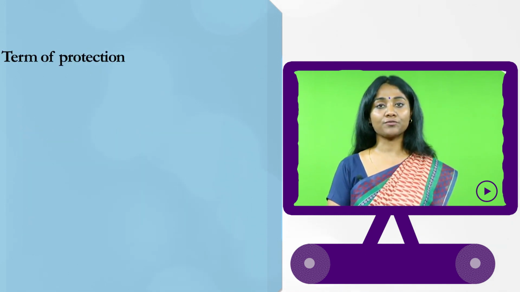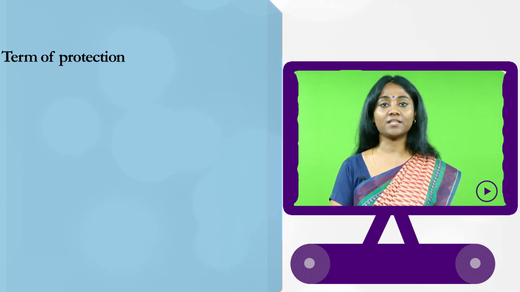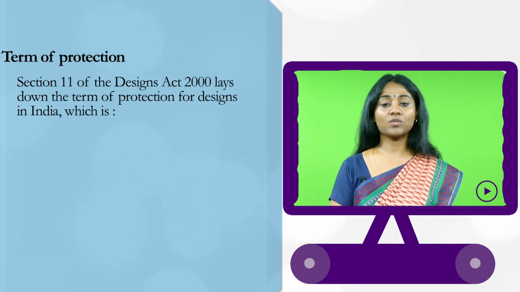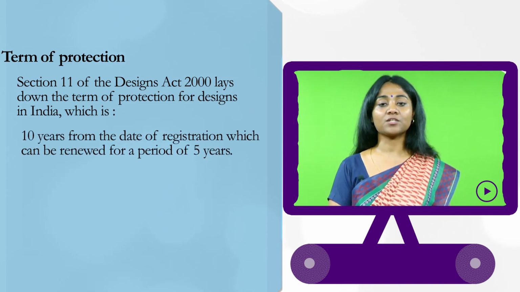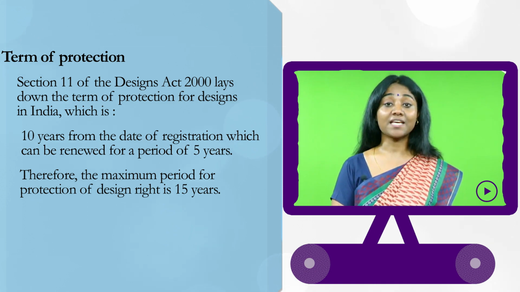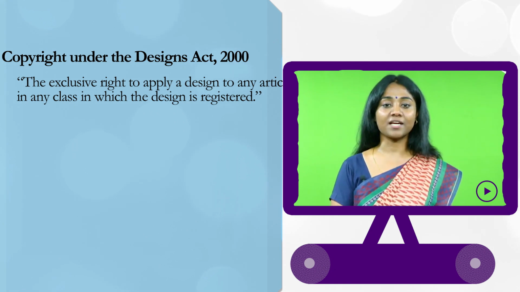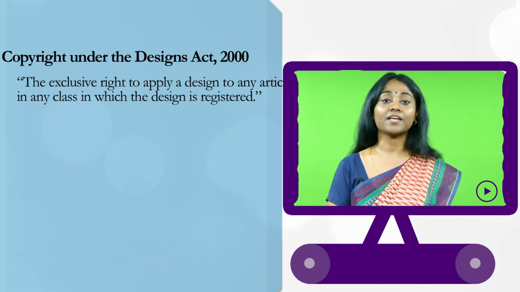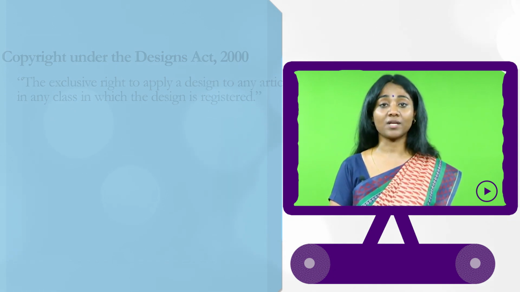The term of protection of an industrial design is defined under Section 11 of the Designs Act, which lays down that 10 years from the date of registration, which can be renewed for a period of 5 years, leads to the term of protection of any design in India. Therefore, the maximum period for protection of design right is 15 years. However, the right under the Designs Act 2000 is known as copyright. The exclusive right to apply a design to any article in any class in which the design is registered is known as a copyright under the Designs Act of 2000.